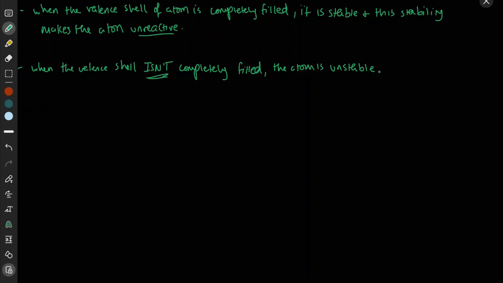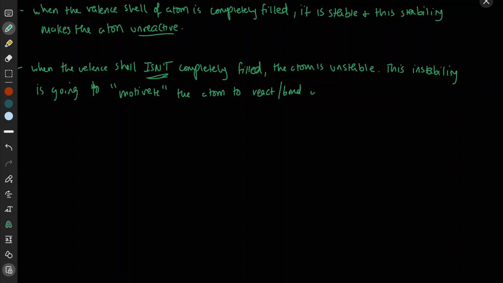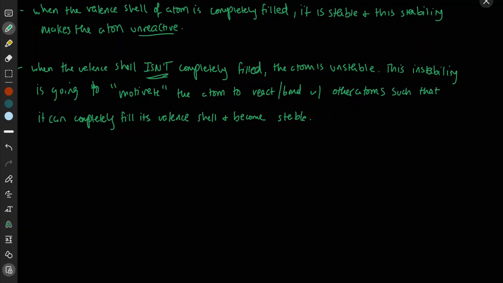So this instability is going to motivate the atom to react or bond with other atoms such that it can completely fill its valence shell and become stable. Okay, so once again, when a valence shell isn't completely filled, it has unpaired electrons, which inherently makes it unstable. And this instability then causes the atom to want to go out and react or bond with another atom such that it's able to fill its valence shell and thus gain stability.